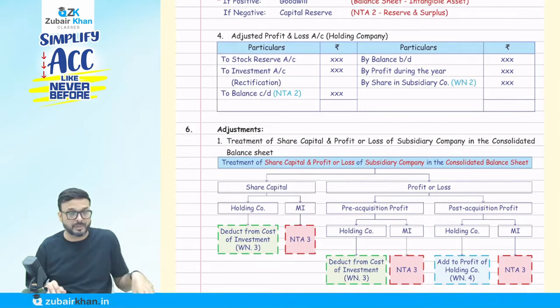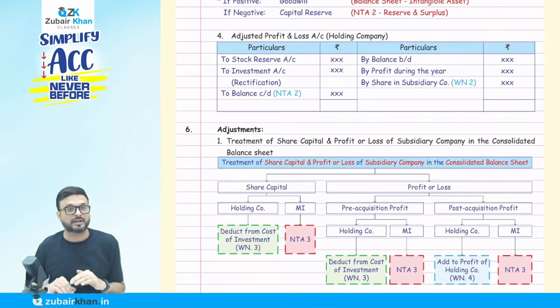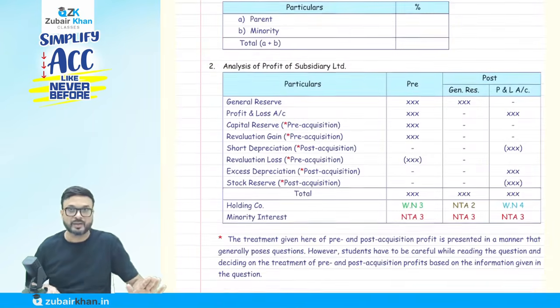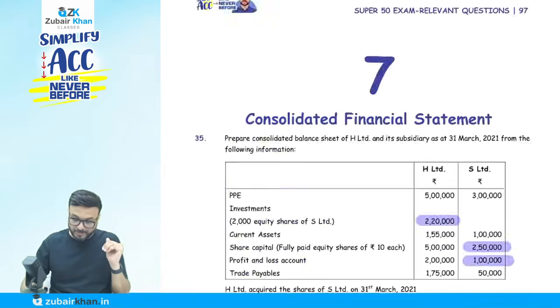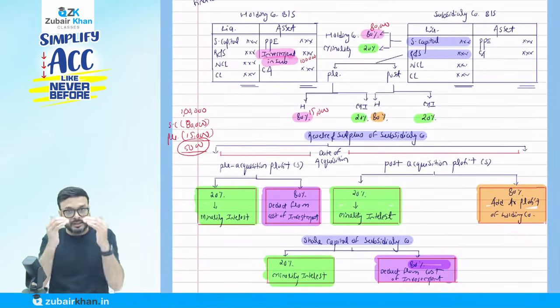Once you follow these steps, I'm telling you, 100% you're going to score 14 out of 14, or at least 13 out of 14. Just listen to me carefully and follow the instructions, and you will easily be able to solve this question. This is the main part, and when I solve the question and discuss it, this is going to come.